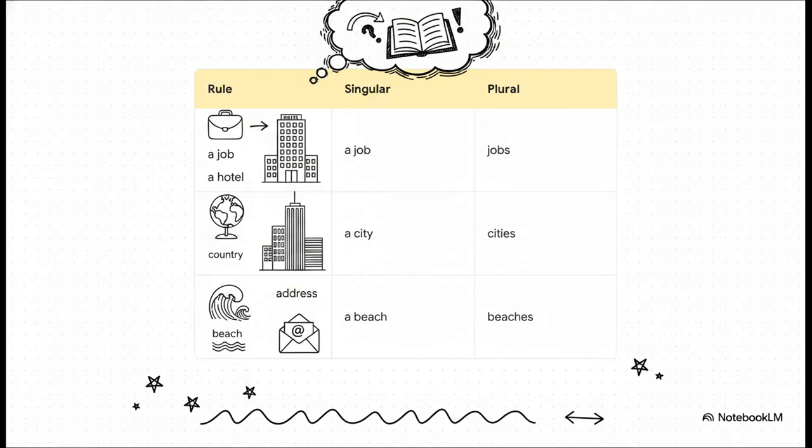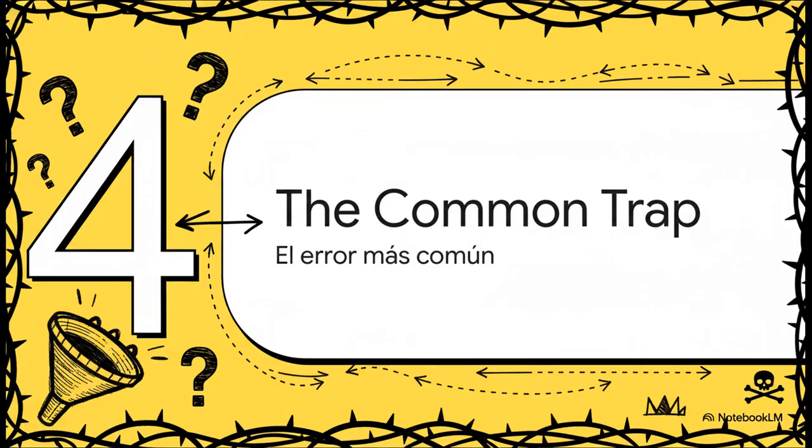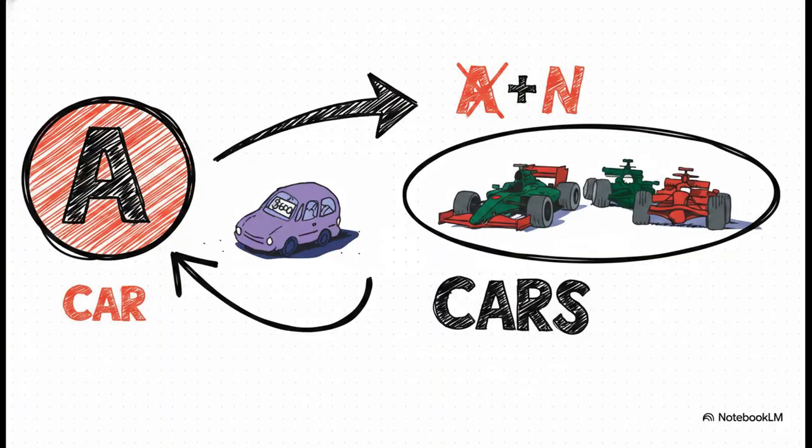Finally, for nouns ending in S, CH, or SS, we add ES. This gives the word an extra syllable so we can actually pronounce it. A beach becomes beaches, and an address becomes addresses. Section 4. The common trap. Check this out.